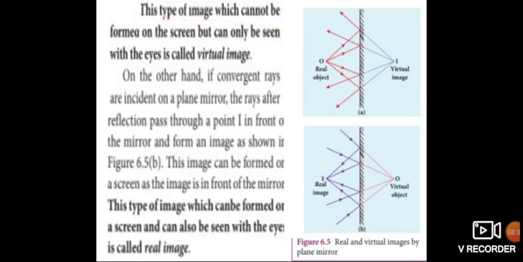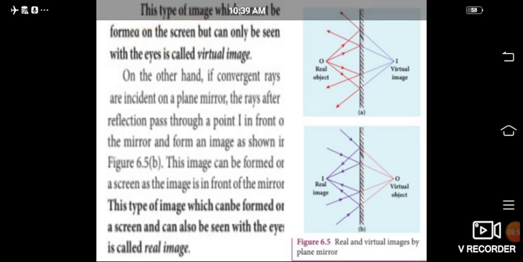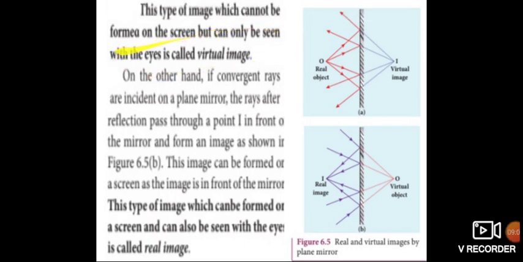Next, real and virtual. The type of image which cannot be formed on the screen but can only be seen with the eyes is called a virtual image. That is the meaning of virtual. You can see it directly, but you cannot see it on a screen. That type of image is called a virtual image.